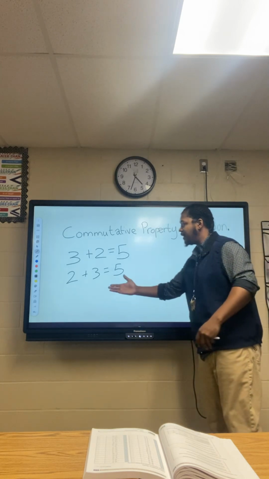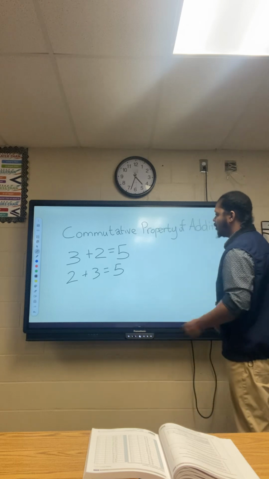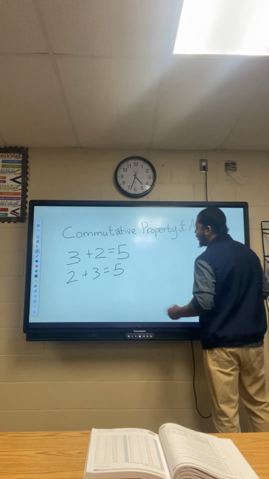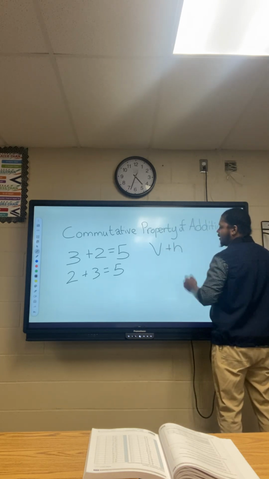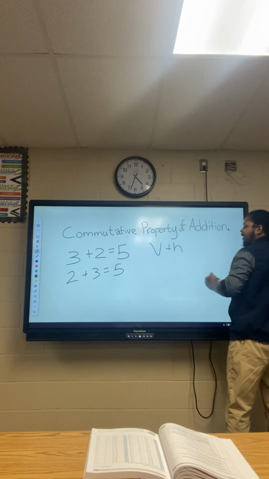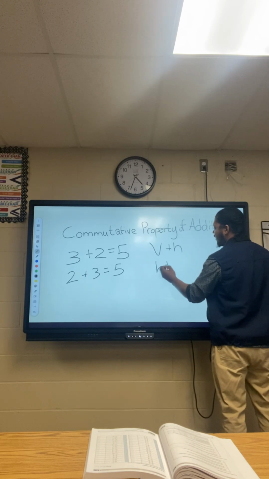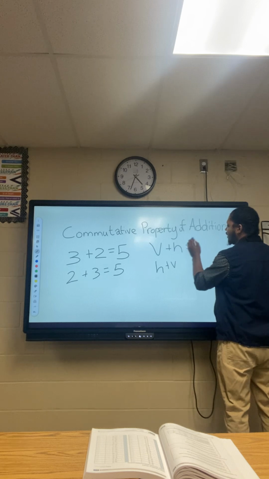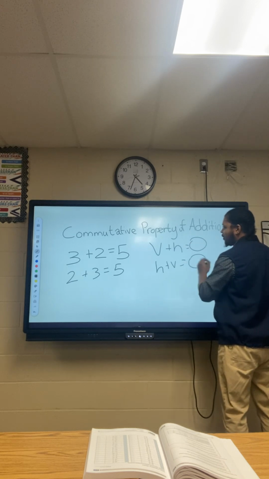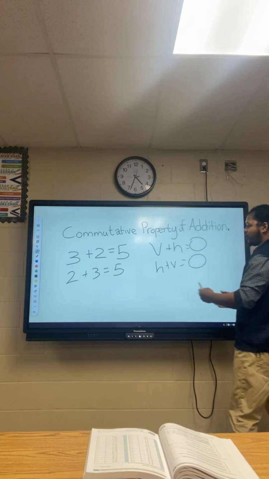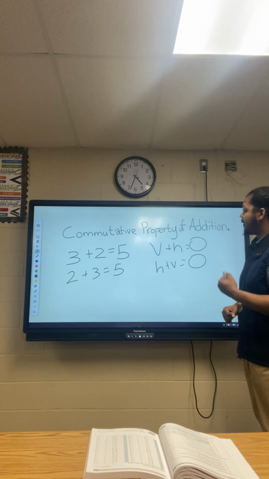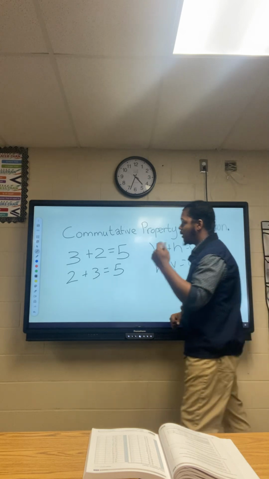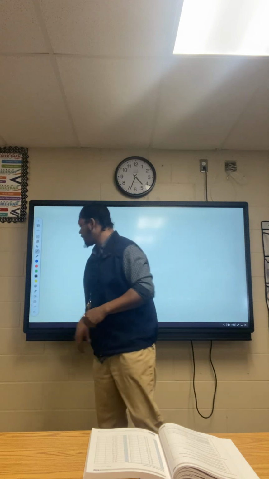I just did an example of the commutative property. I'll do another one. If we're going to use variables, let's say we used v plus h. Then the commutative property says that h plus v is going to be equal to the same thing. So that's the commutative property. We've been going over that for the past 3 days, and I think you guys got a good grip on that, so I'm going to move on.